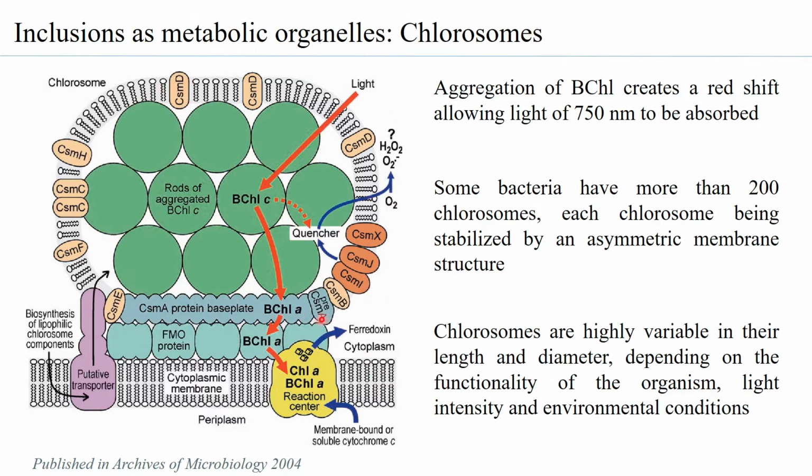And since it has one particular function that is being carried out inside the chlorosomes, this also acts as an organelle. So these organelles are highly variable in their length and diameter. That has been observed by various studies, and that is attributed to the fact that the bacteria live under many different conditions. Depending on the functionality of the organism, the light intensity and the environmental conditions, you have not just a lower or higher number of chlorosomes, but also different shapes. So some can be long, some can be short, likewise.